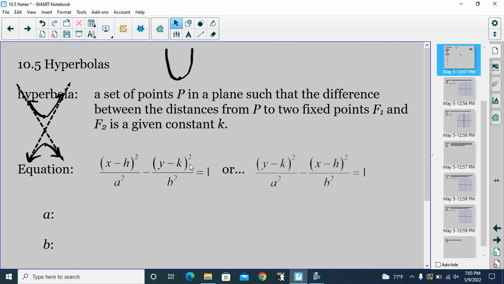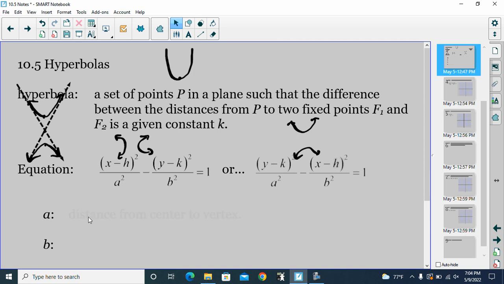If it looks like this, if the x's are squared, our hyperbola opens to the left and to the right. If the y's are the positive ones, so it's y squared minus x squared, these are the ones that open up and down. So this one over here would be in this format, y squared minus x squared. Notice the a squared is always the one that is positive. B squared is the one with the negative.